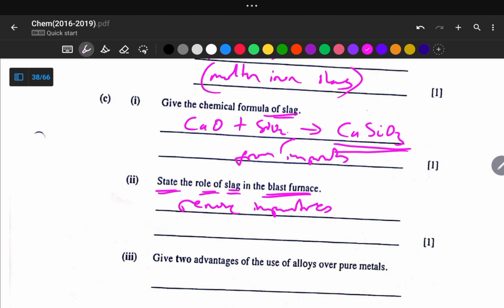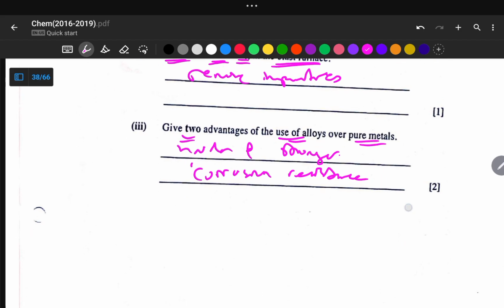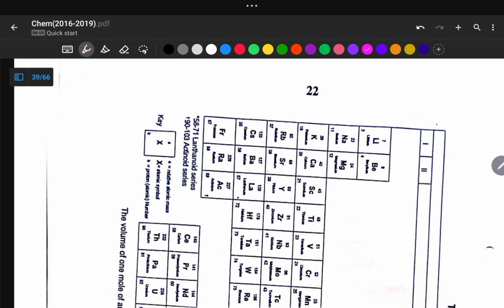And then the next question says give two advantages of the use of alloy over pure metals. So alloys have the desired characteristics, meaning to say they are harder and stronger compared to pure metals, and also they can resist corrosion, right? So corrosion resistance, right? And we can now move to the next part, and we are done.